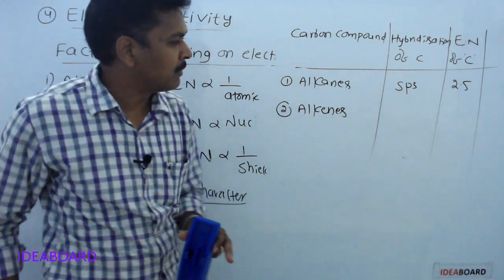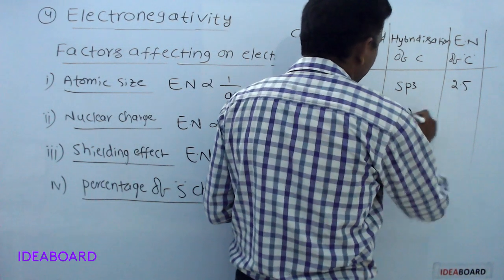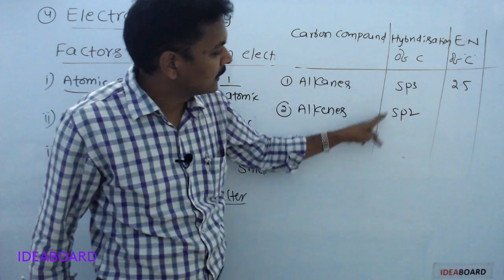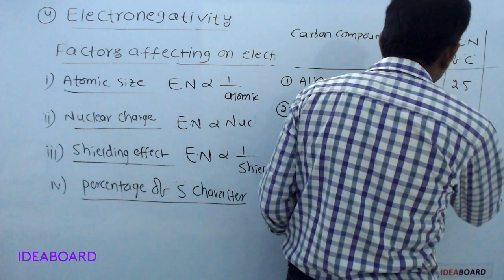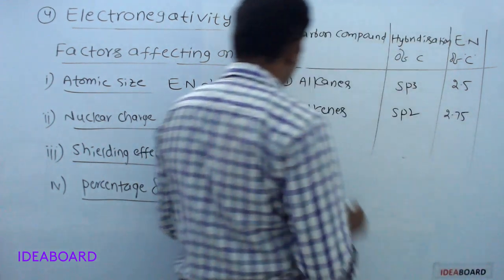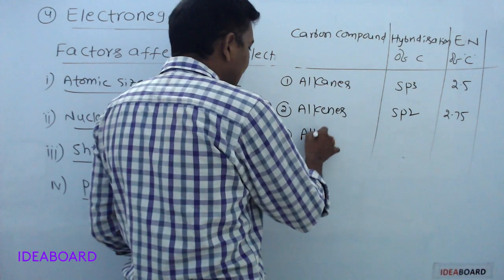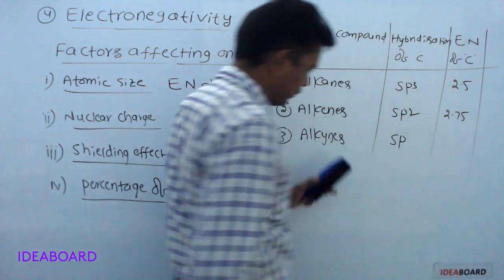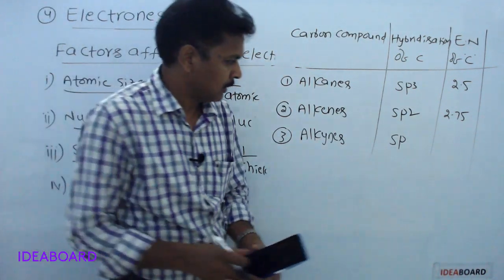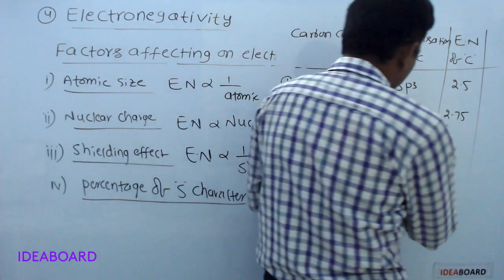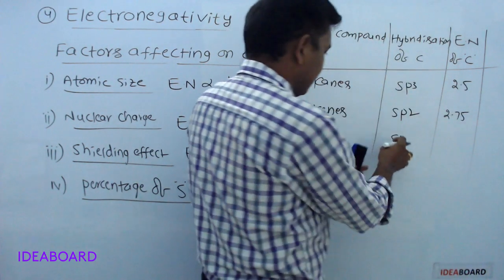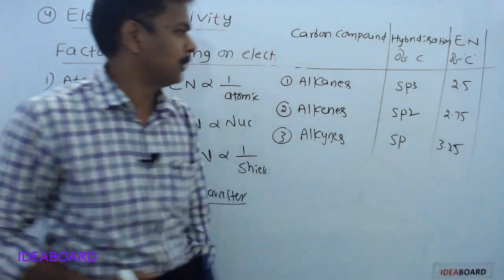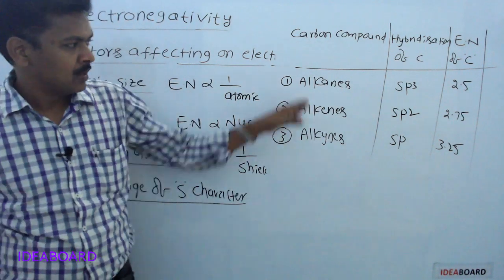In alkenes, double bonded carbon atoms undergo sp2 hybridization. Here the s orbital percentage is 33.3 instead of 25. Electronegativity of carbon is 2.75. In alkynes, triple bonded carbon atoms undergo sp hybridization. Here the s orbital percentage is 50. Electronegativity of carbon is 3.25. All are carbon atoms only.